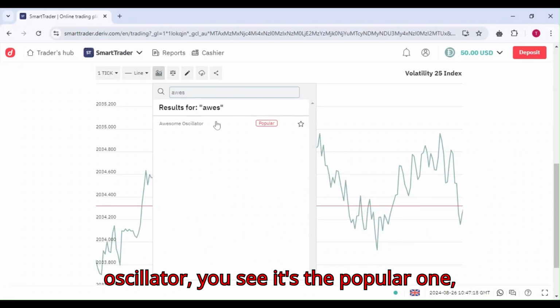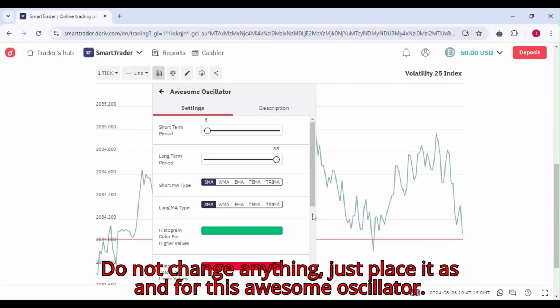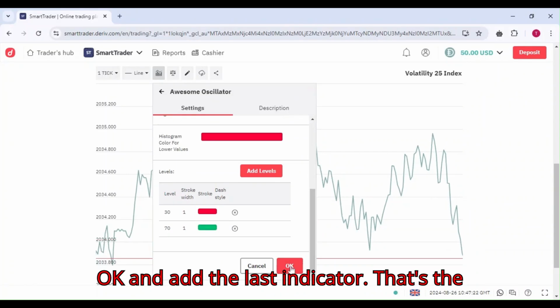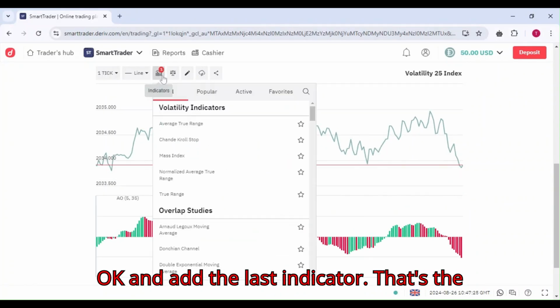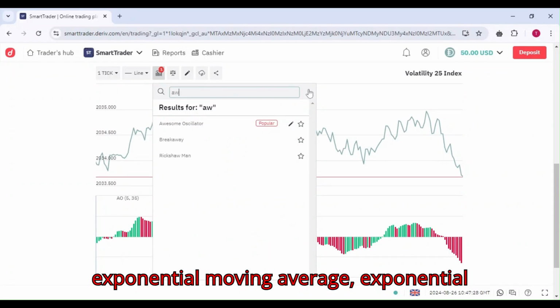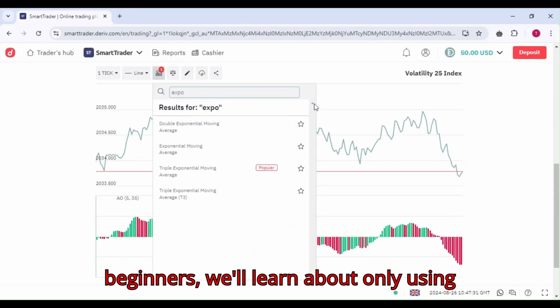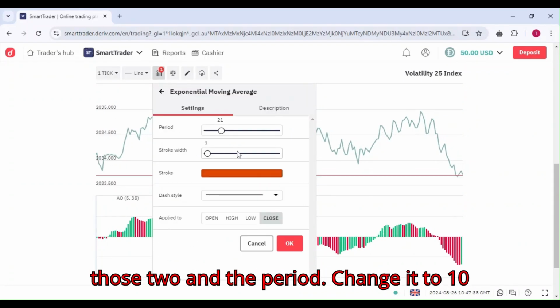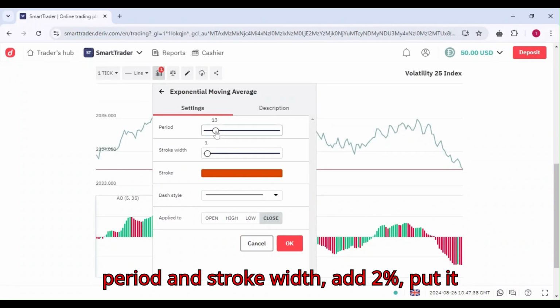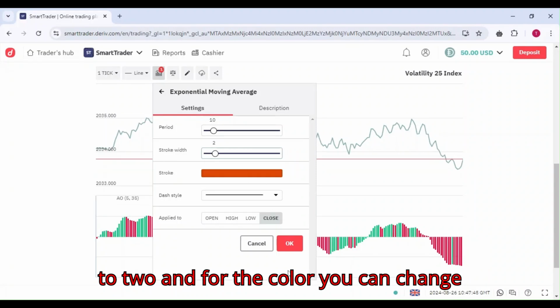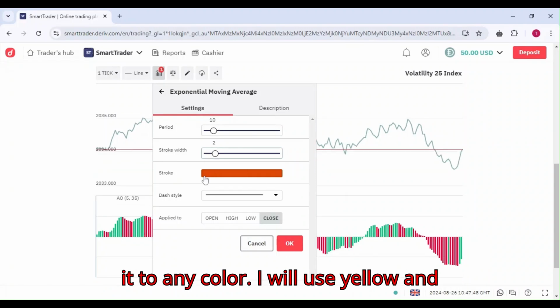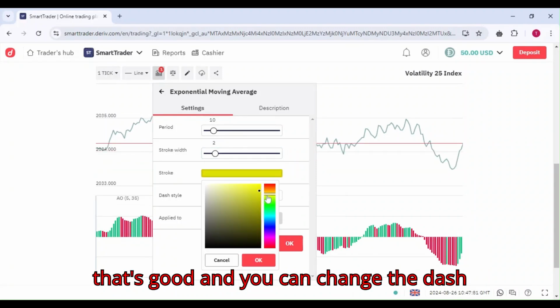It's the popular one, and for this awesome oscillator, do not change anything, just click OK, and add the last indicator, the exponential moving average. For beginners, we'll learn about using only those two. Change the period to 10, and the stroke width to 2. For the color, you can change it to any color. I will use yellow, and that's good. You can also change the dash style.